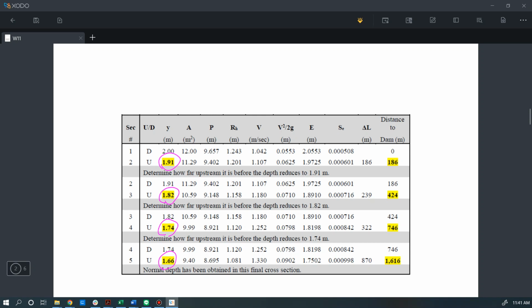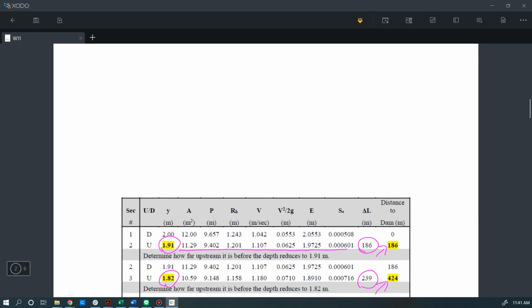Then you can follow the equations shown in Excel to calculate, and you get the delta L for each section. And you just accumulate those delta L together, then you can get the absolute location for those 5 sections given those water depths.